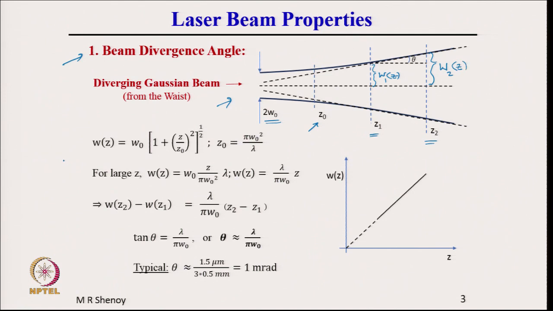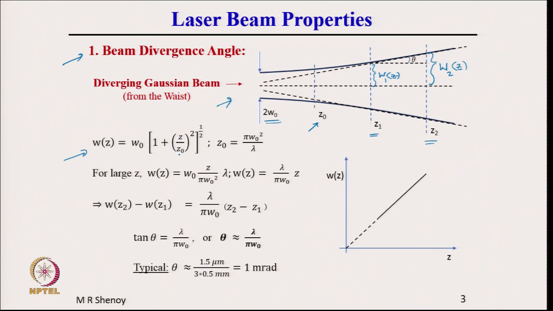Therefore, the W of z is given by this formula. However, for large z, z0 is the Rayleigh range given by pi W0 square by lambda. We have already seen this. For large z, the 1 is very small.